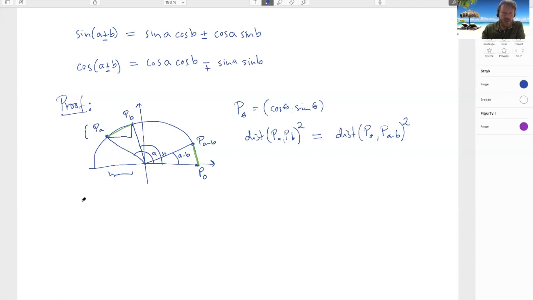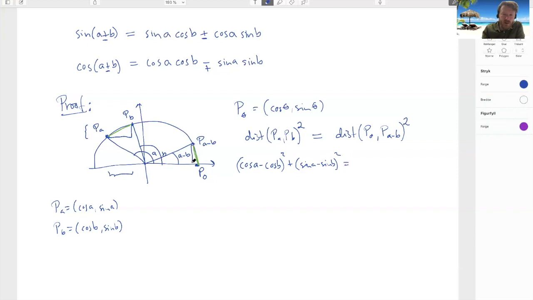Well, who is PA? So PA is cosine A, sine A, and PB is cosine B, sine B. So the difference between x coordinates is the difference between these two guys. And the difference between the y coordinates is the difference between these two guys. So the distance here squared, according to Pythagoras, is cosine A minus cosine B to the square plus sine A minus sine B to the square. And then I can do the same here.